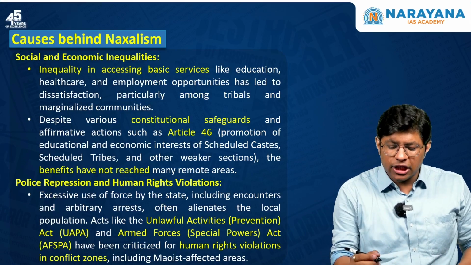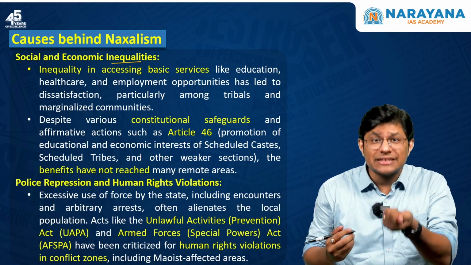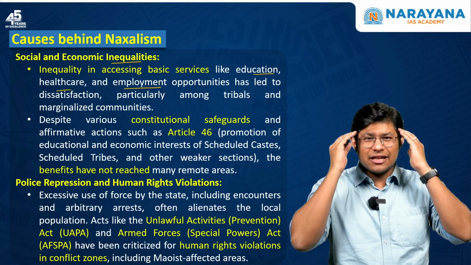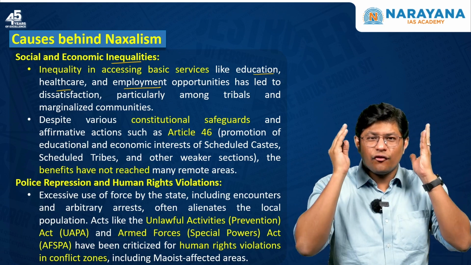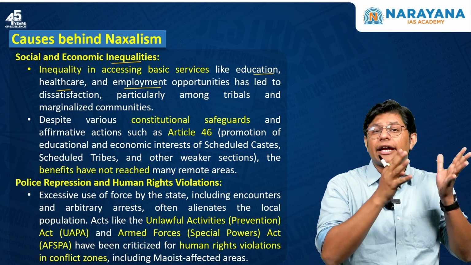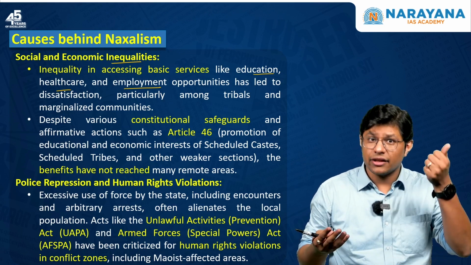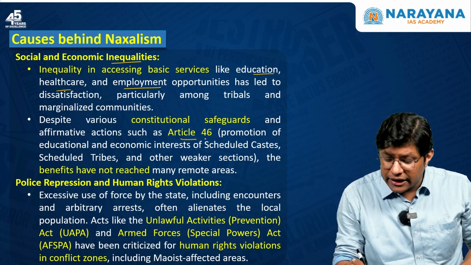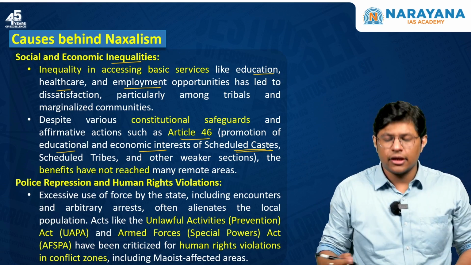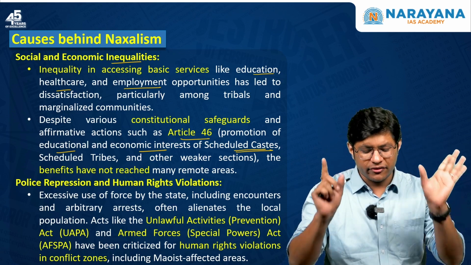Next problem is the social and economic inequalities. For example, the tribal people do not have access to basic services like education, healthcare and employment opportunities. And this has led to overall dissatisfaction, frustration, anger among the tribals. Now, the Constitution had actually provided safeguards for the protection or upliftment of the tribal people. We had the Fifth Schedule, Ninth Schedule. What does Article 46 say? That promotion of educational and economic interests of scheduled castes. But unfortunately, the benefits have not reached the tribals because of poor governance.